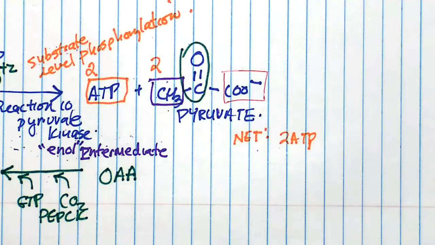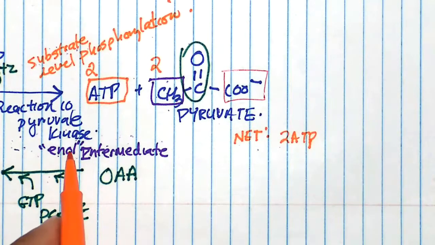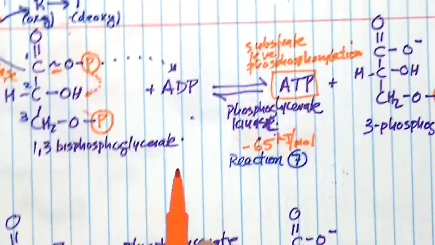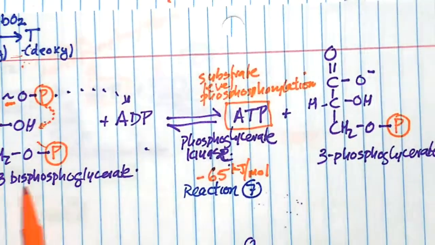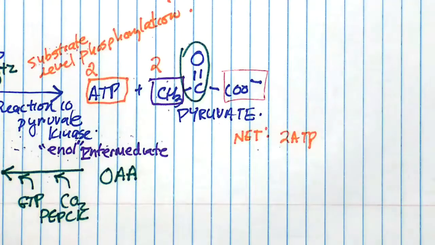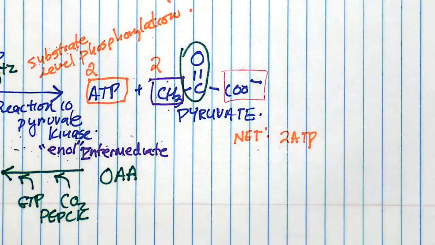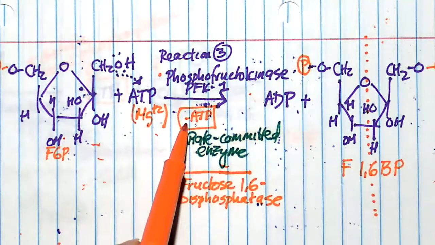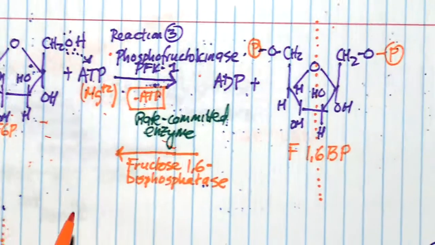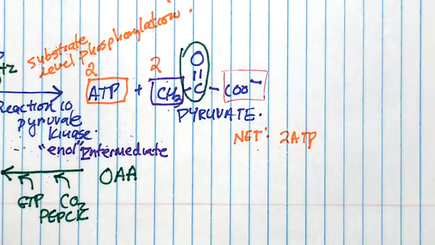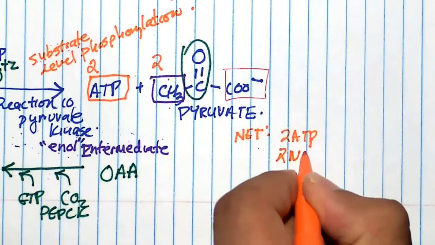So 4 ATPs are produced, one from pyruvate kinase and the other from phosphoglycerate kinase, reaction 7, but we have to subtract 2 ATPs. We subtract 1 ATP from hexokinase, and then we subtract the other ATP from where? We subtract the other ATP from phosphofructokinase, the rate limiting step in glycolysis. So we make a net of 2 ATPs, and we also make 2 NADHs.